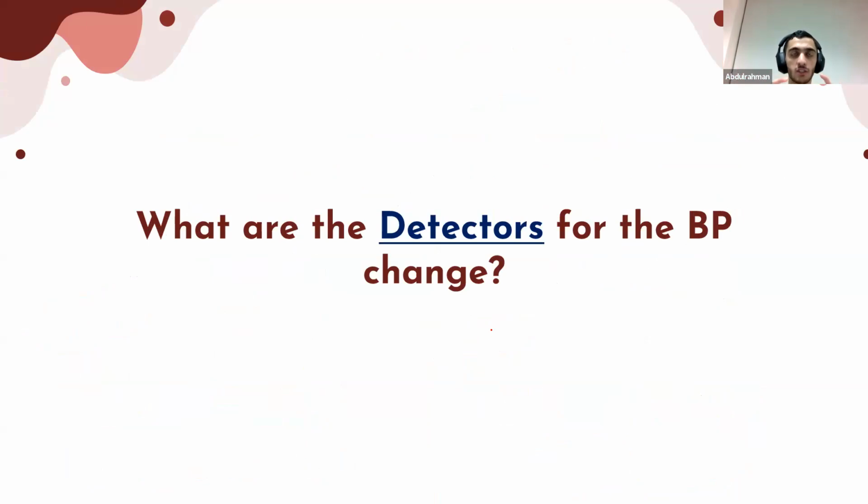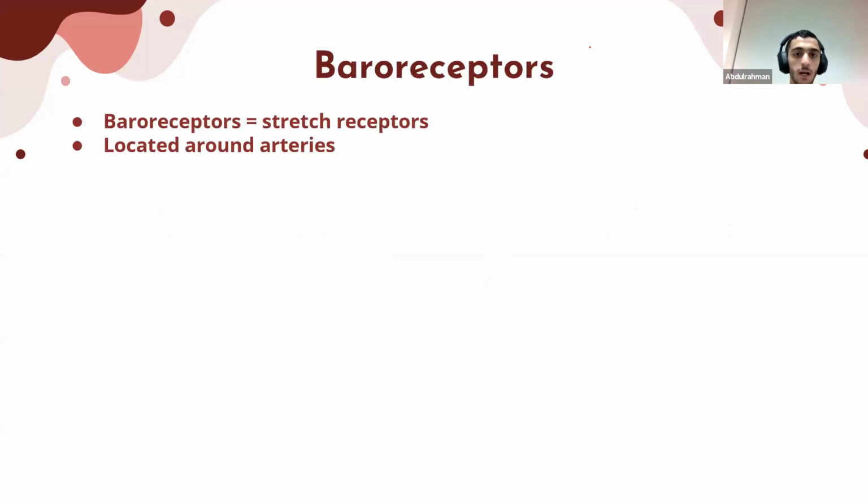Now, what exactly are the structures detecting the changes in the blood pressure? Now, of course, since we're talking about blood pressure, we're most likely going to be talking about structures that are found around the vessels, because that's where the blood pressure is at, or where the blood pressure would be measured from. So, with that being said, our receptors for these changes in blood pressure are referred to as baroreceptors. What are baroreceptors? They are basically stretch receptors located around arteries.